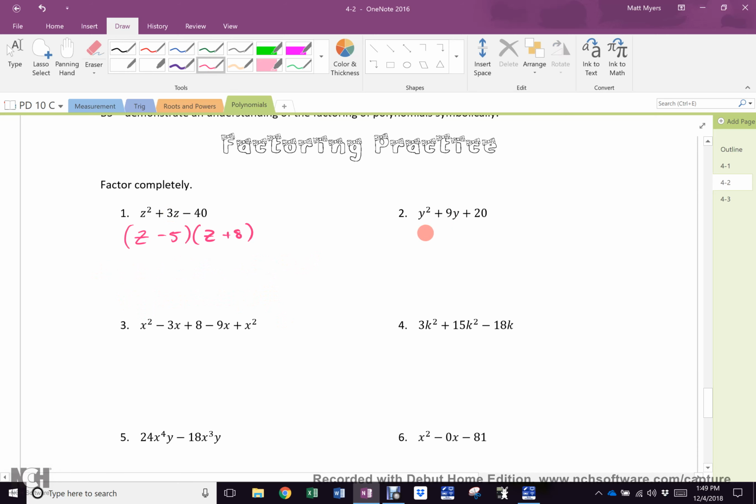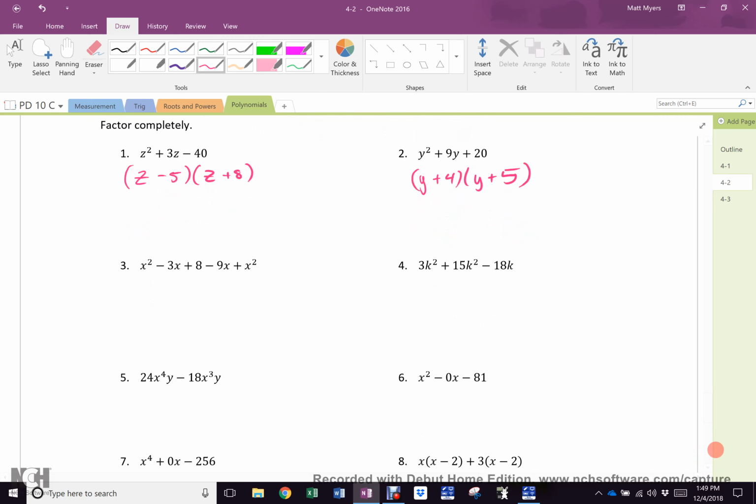What's this guy? Oh, y plus 5, y plus 4. Yay! This one doesn't look like these ones, so what should I do? Simplify! Any other x squareds? Yes, one right there. 2x squared. Any other x's? Yes, one right there. What is it? Negative 12x. Any other constants? No.